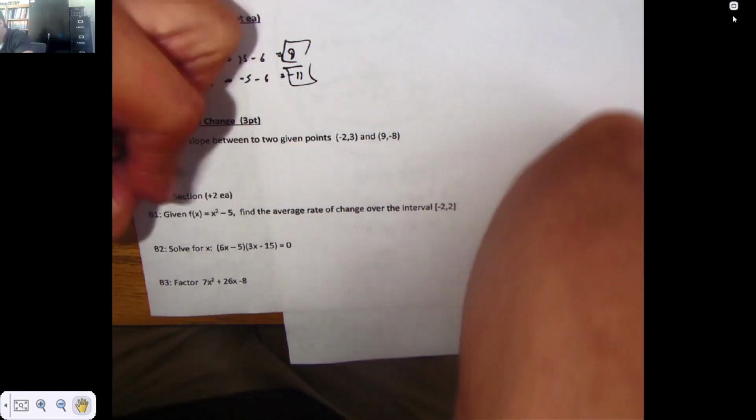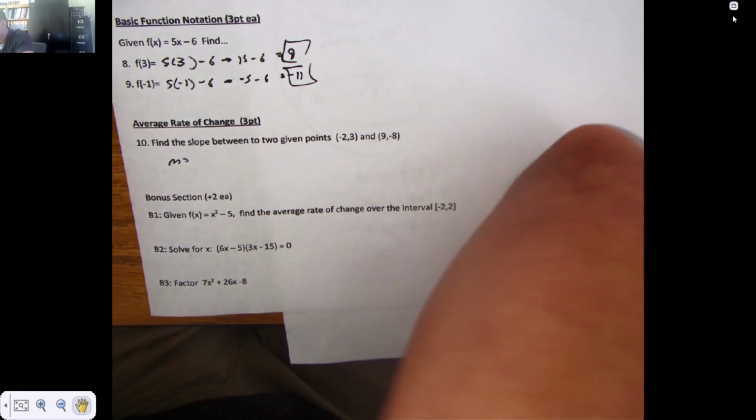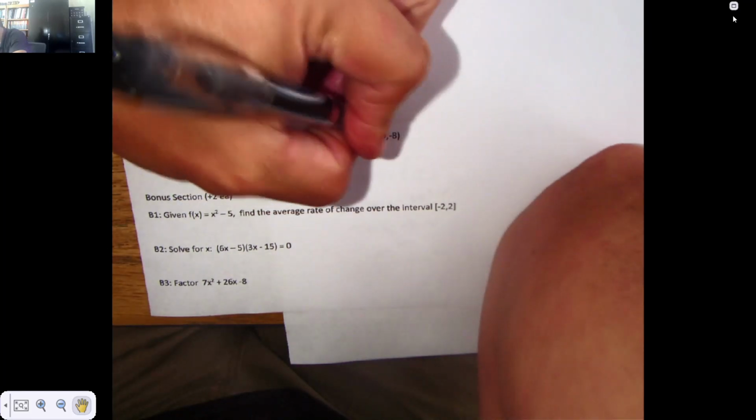Moving on to 10, slope. And again, your formula for slope, which I'm not going to give you. y2 minus y1 over x2 minus x1. We got our x1, y1 here, our x2 and y2 there.